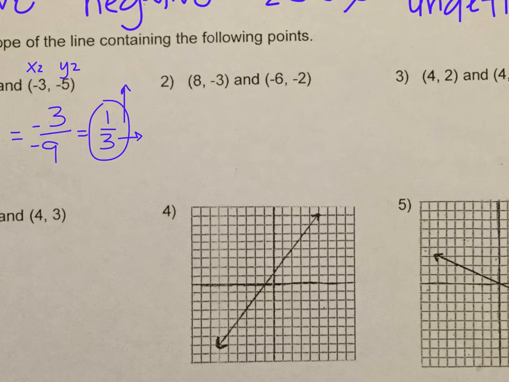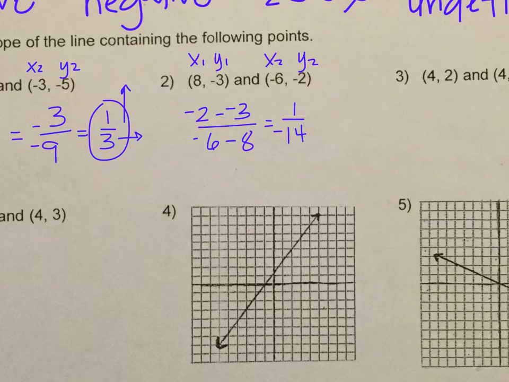All right, number 2, give those coordinates some labels. x1, y1, x2, y2. y2, negative 2, minus y1, negative 3, over negative 6, minus 8. You put that in your calculator, and you get 1 over negative 14. That means you would go up 1 and to the left 14, or you could go down 1 and to the right 14. Either way, your line will be shaped like that.